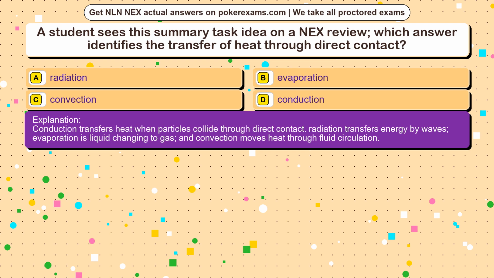Conduction transfers heat when particles collide through direct contact. Radiation transfers energy by waves, evaporation is liquid changing to gas, and convection moves heat through fluid circulation.